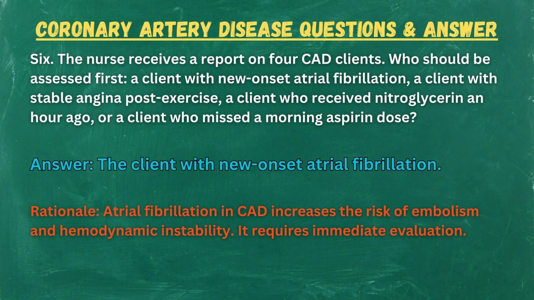6. The nurse receives a report on 4 CAD clients. Who should be assessed first? A client with new-onset atrial fibrillation, a client with stable angina post-exercise, a client who received nitroglycerin an hour ago, or a client who missed a morning aspirin dose.